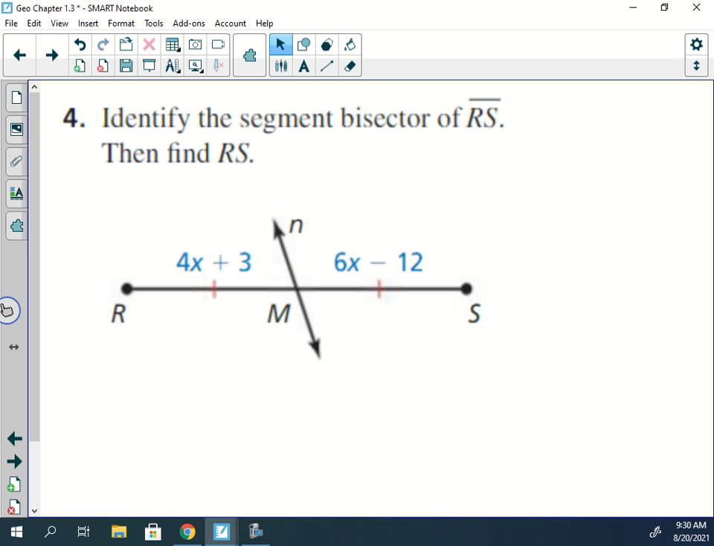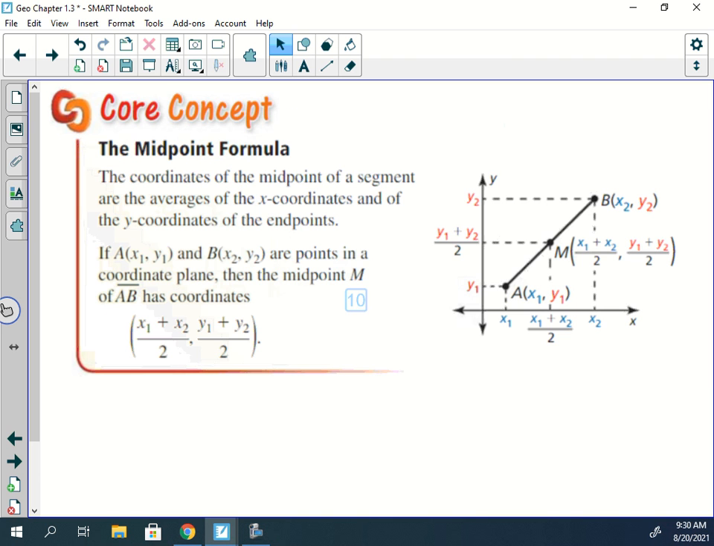Do we need to see another example of one of these? Do we feel comfortable with this here? Awesome. Let's look at the next piece of today's lesson. Midpoint formula.